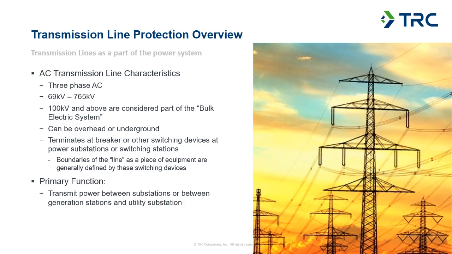So the first thing we want to take a look at when we're talking about transmission protection is what is a transmission line? How does it fit into the overall power system? So generally when we're talking about a transmission line, we're talking about a three-phase AC type of line. There are DC lines, and there's probably some other configurations that are used, but generally, the majority of the power transmission in the transmission system are three-phase AC circuits.